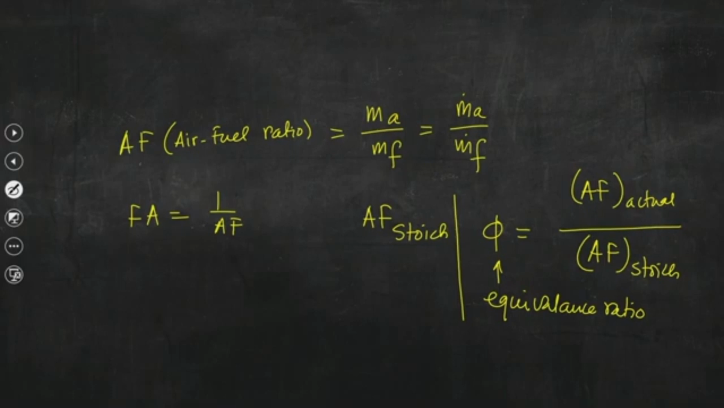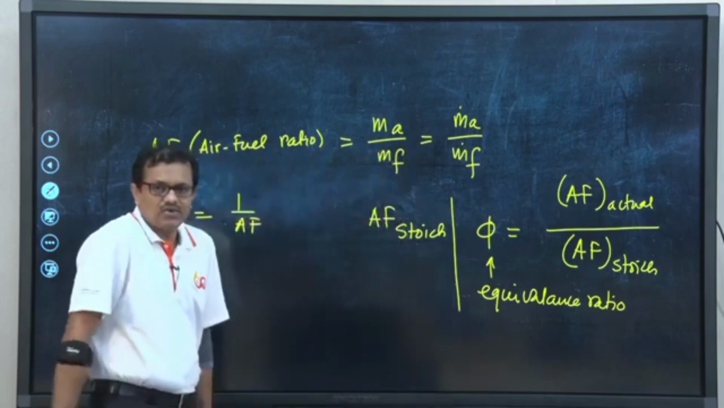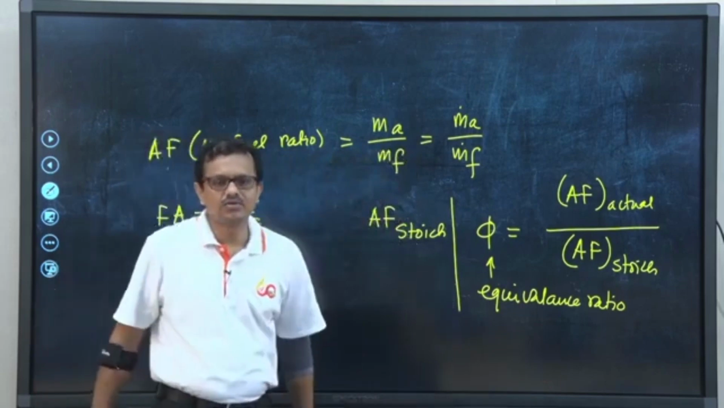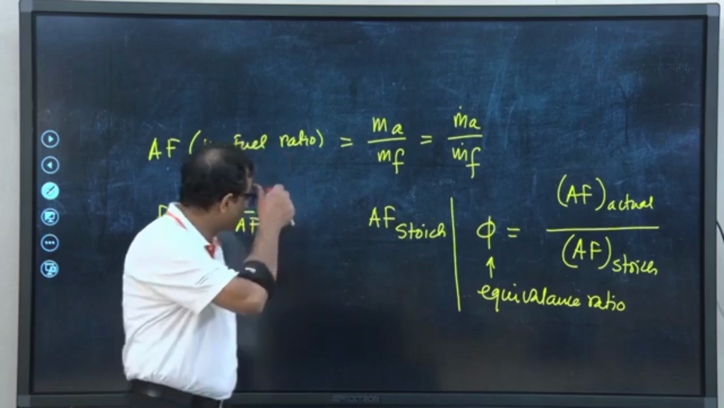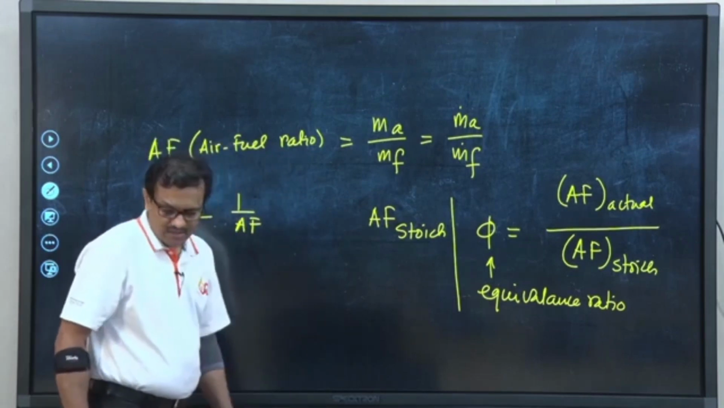So, basically the actual air fuel ratio that is needed to run the engine at any condition from its stoichiometric condition is obtained by knowing the equivalence ratio, because all these quantities are related to the performance of the internal combustion engine. So, this is the equivalence ratio.